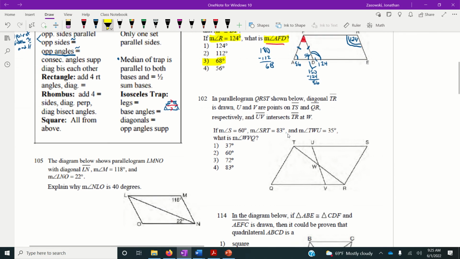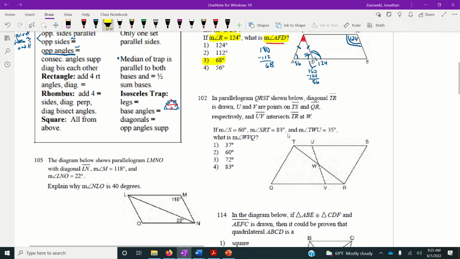All right. Number 102, right below this one, we have a parallelogram again. Identify what shape you're talking about. One of the diagonals is drawn. These are not both of the diagonals, just TR is. We have V and U, which are points on TS and RQ. UV intersects TR at W. And here's some more information: angle S is 60, angle SRT is 83, angle TWU is 35, and we are trying to find the measure of angle WVQ.